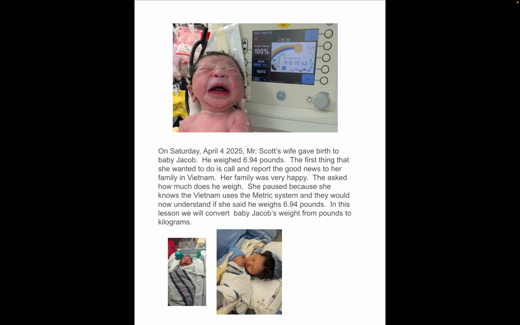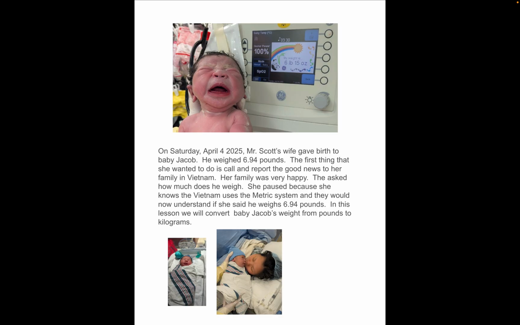My wife was so excited. The first thing she wanted to do was call her family in Vietnam and tell them the baby is here. But the first question they're going to ask is, how much does the baby weigh? That's what everyone wants to know. They already knew it was a boy, and now, how much does he weigh?